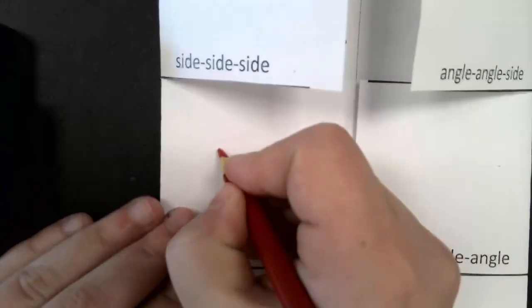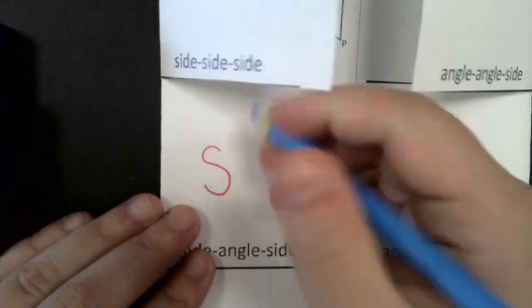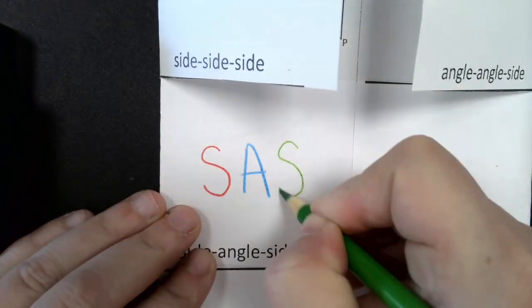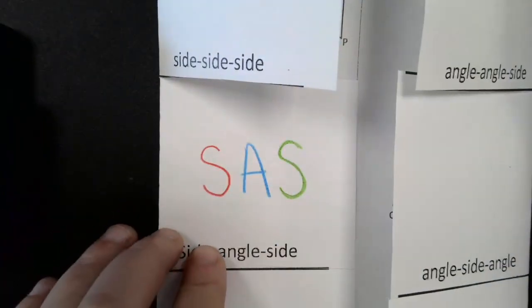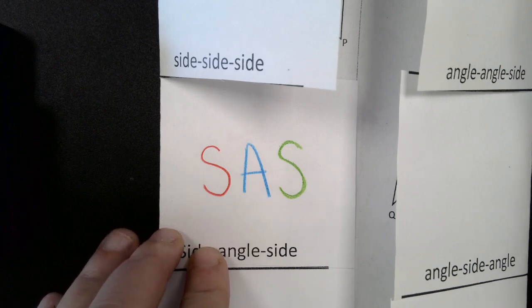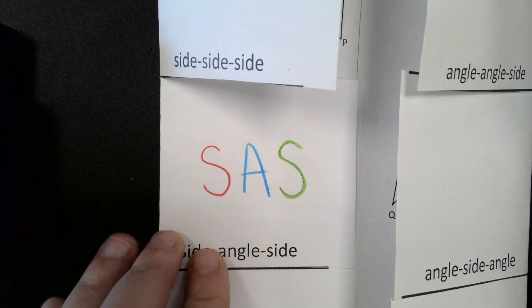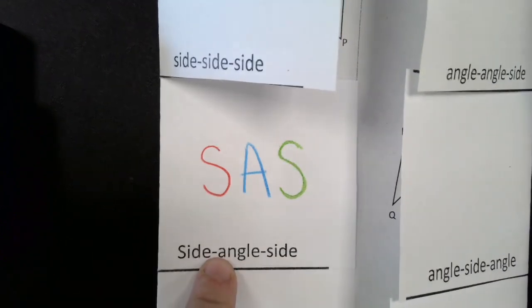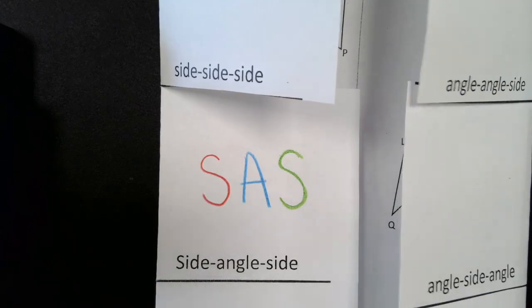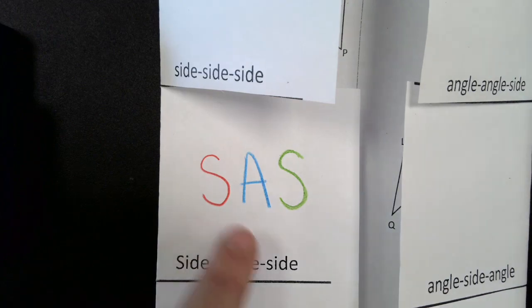So again, we are really famous mathematicians. We're really smart. We're so smart, we just call this S, A, S. Alright, so for side, angle, side, the way that this one works is that we have the side, and then the angle is called the included angle. So we're going to start with our two sides that are congruent.